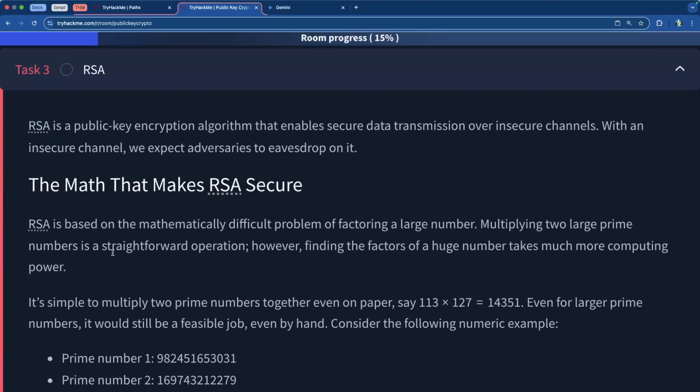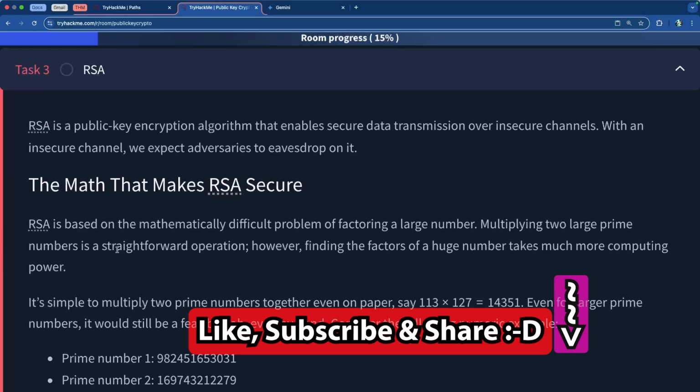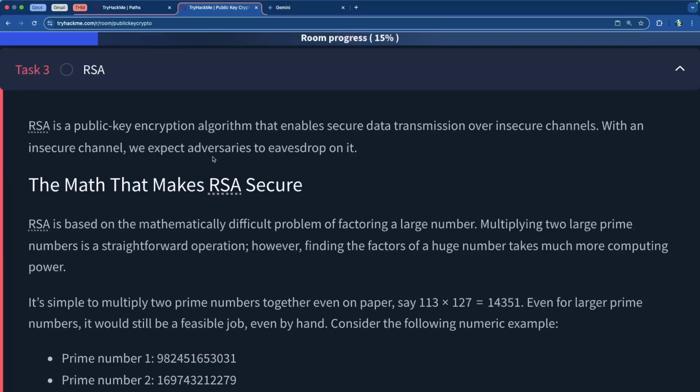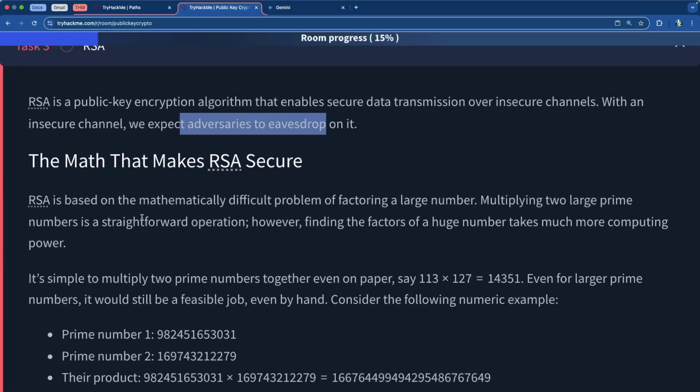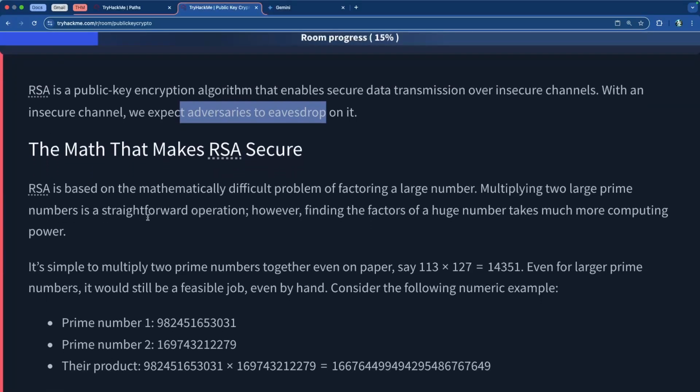Let us talk about RSA. RSA is a public key encryption algorithm that enables secure data transmission over insecure channels. With an insecure channel, we expect adversaries to eavesdrop on it. The math that makes RSA secure is going to be obsolete because of quantum computing, so they will come up with new and more sophisticated algorithms.